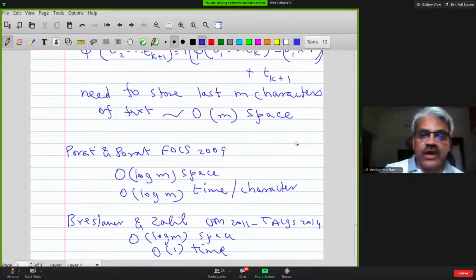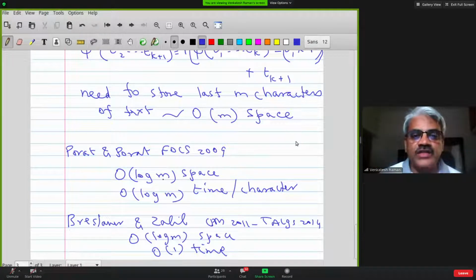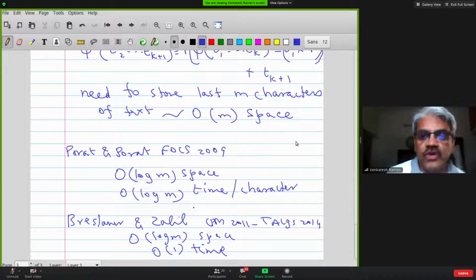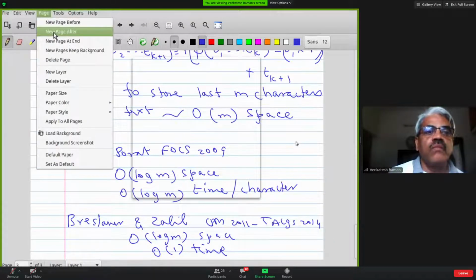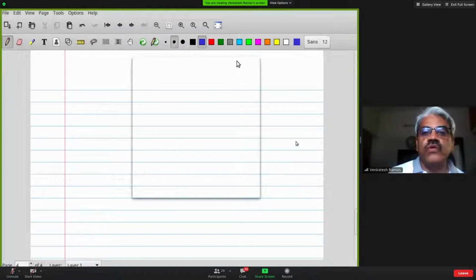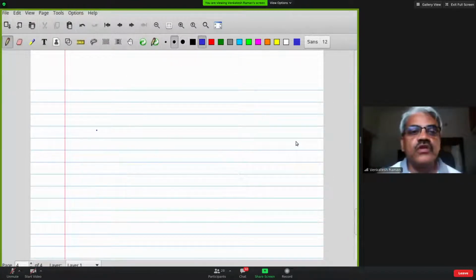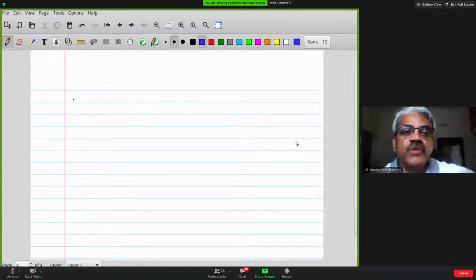So these people also simplified this log m space, log m time algorithm. That's the version I'm going to talk about, and we'll get started on that. So any questions? Okay. What this is going to do is that we're going to think of some log m levels of information.